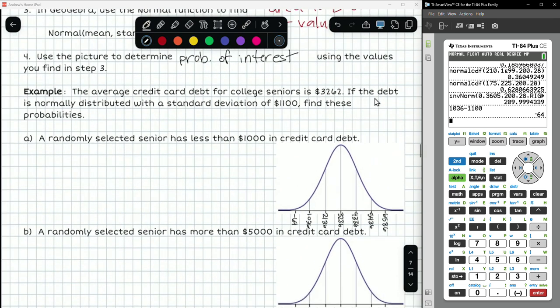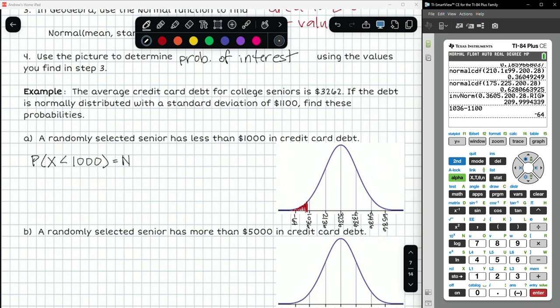Okay, so it says find the probability a randomly selected senior has less than 1,000 in credit card debt. So I come to my picture. 1,000 is a little bit outside of 2 standard deviations, and less than is to the left, so I want that area there, which fortunately for me is great. I know that normal in GeoGebra does areas to the left.